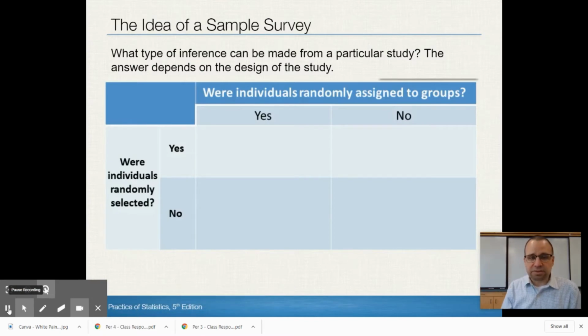So let's ask ourselves these questions. Were the individuals randomly assigned to groups? Were the individuals randomly selected? Okay, you're showing two different things. If they were randomly assigned to groups, you can show cause and effect. If they were randomly selected, you can generalize to the population.